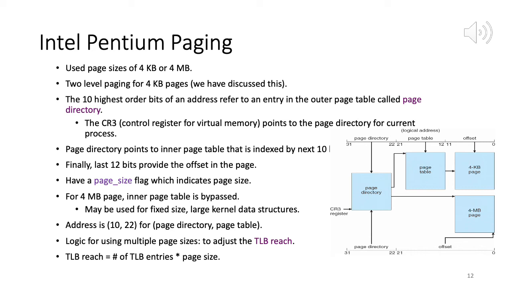A logic for using multiple page sizes to address the TLB reach. So TLB reach means how much memory can you access using TLB. So it is given by number of entries into page size, right? So if I have 10 entries and my page size is 4K, then I can access 4K into 10. So here if I am increasing the page size, obviously I am increasing my TLB reach. Okay. How much memory I can access from the TLB.